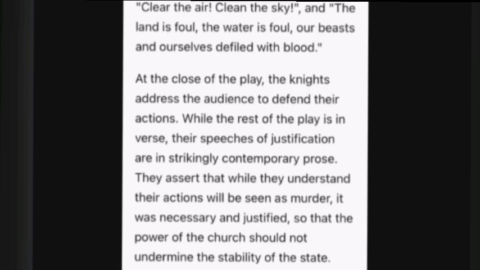Okay, some of the themes in the play are Temptation, Time, The Will, Politics, Suffering. Let me just say something on some of the themes that are here.